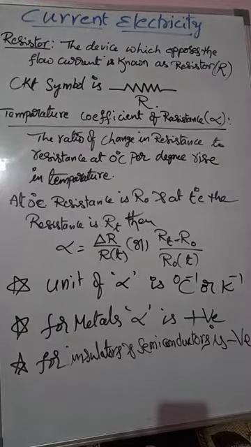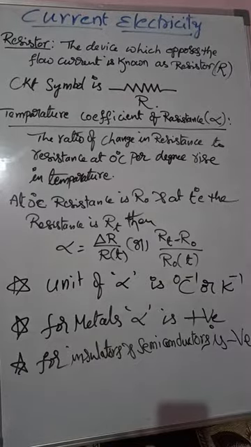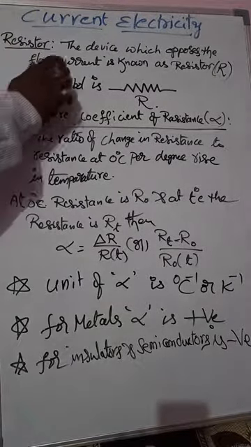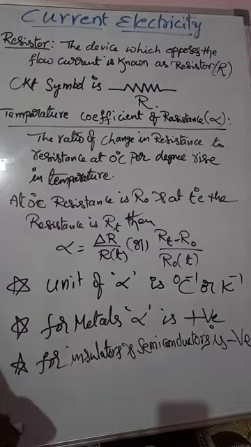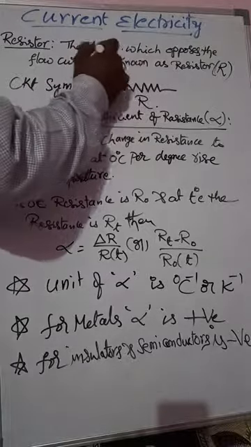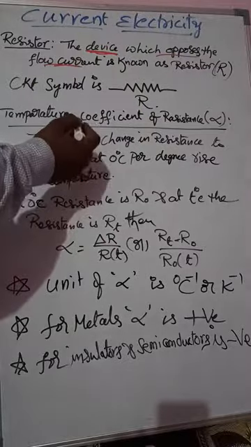What is it? The property which opposes the flow of current in a conductor is called resistance. Now, the device which opposes the flow of current is known as a resistor. Most important: what is a resistor? A device which opposes the flow of current.